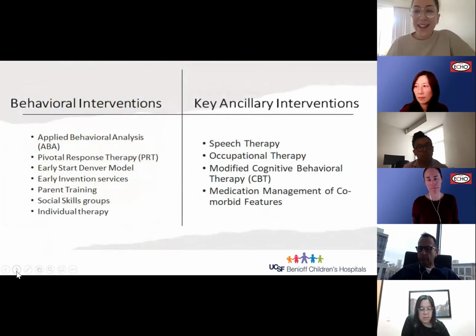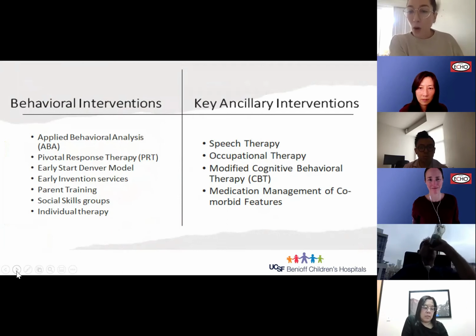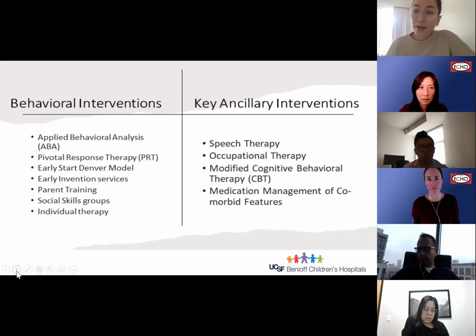Next slide. Thank you. So in terms of services, ABA, or applied behavioral analysis, is certainly one of the most common ones that families will have access to through the regional center and through their insurance. But there certainly are other behavioral interventions that have all stemmed from the core principles of ABA, but we have a lot of evidence for those as well. So some of those are called PRT, pivotal response therapy, and the Early Start Denver Model, as examples.